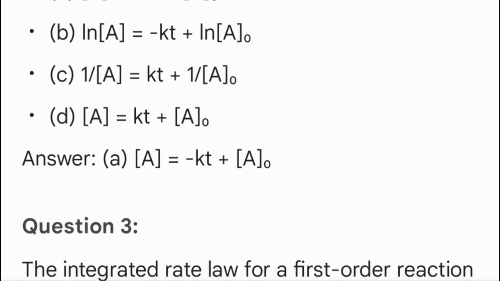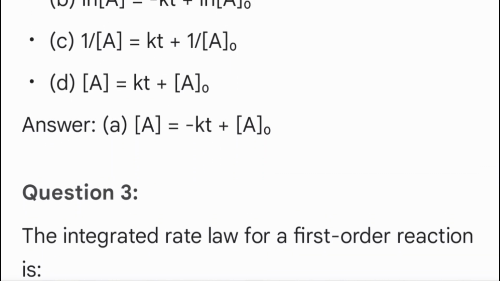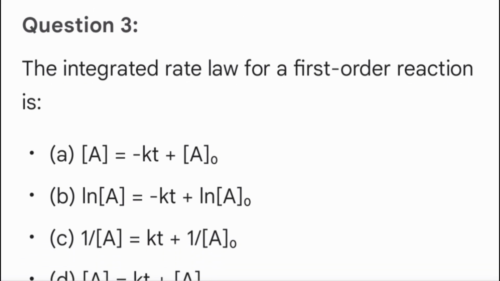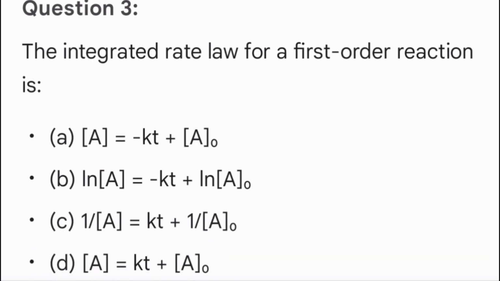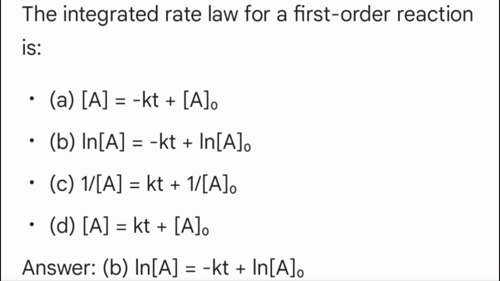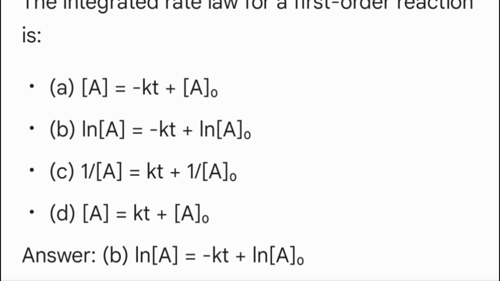Question 3. The integrated rate law for a first-order reaction is A. [A] equals -kt plus [A]0, B. ln[A] equals -kt plus ln[A]0, C. 1/[A] equals kt plus 1/[A]0, D. [A] equals kt plus [A]0. Answer, B. ln[A] equals -kt plus ln[A]0.